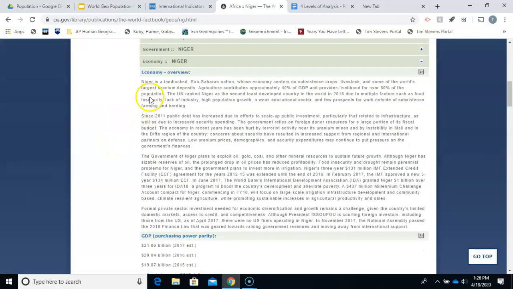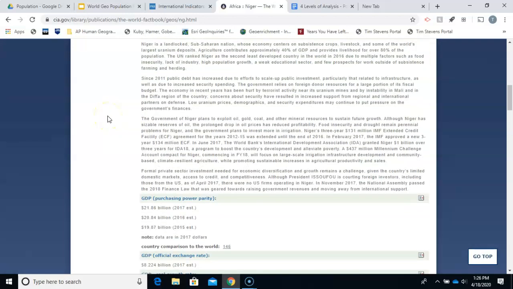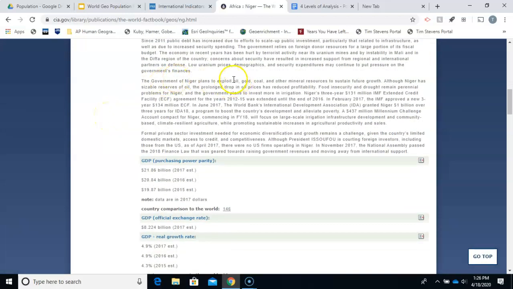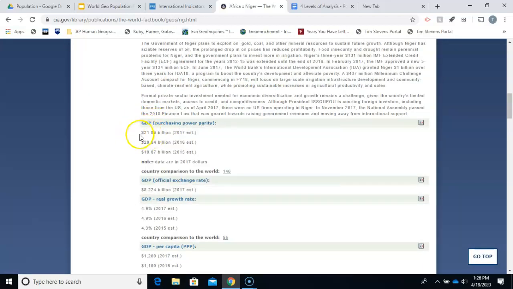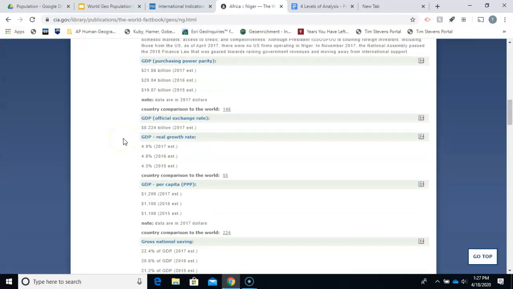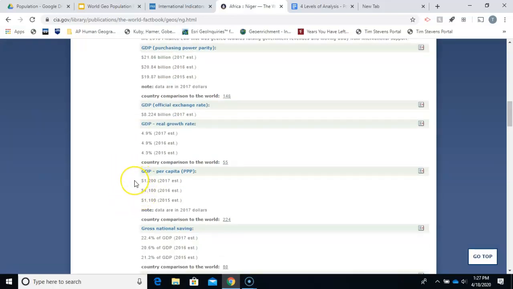They're a landlocked country. They are very resource heavy. Their GDP, not a very big GDP. So that suggests they're not a very highly developed country. Their GDP per capita is about $1,200 as of 2017. So that's on average that the average person produces about $1,200 worth of stuff. So their income is not very high.